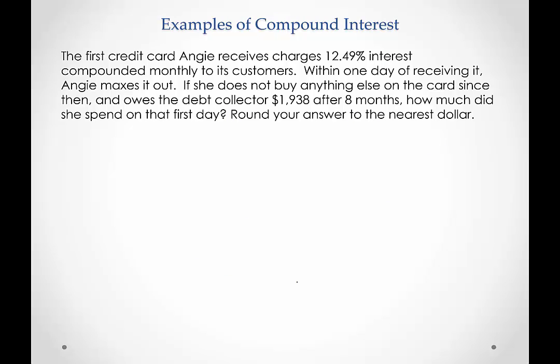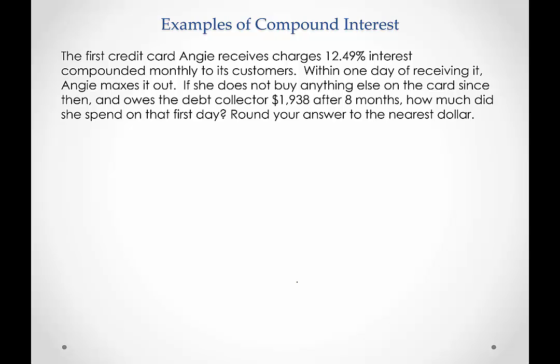The next question: the first credit card Angie receives charges 12.49% interest compounded monthly to its customers. Yikes, that is a terrible interest rate. Within 1 day of receiving it, Angie maxes it out. Whoops. If she does not buy anything else on the card since then and owes the debt collector $1,938 after 8 months, how much does she receive on that first day? Round your answer to the nearest dollar.